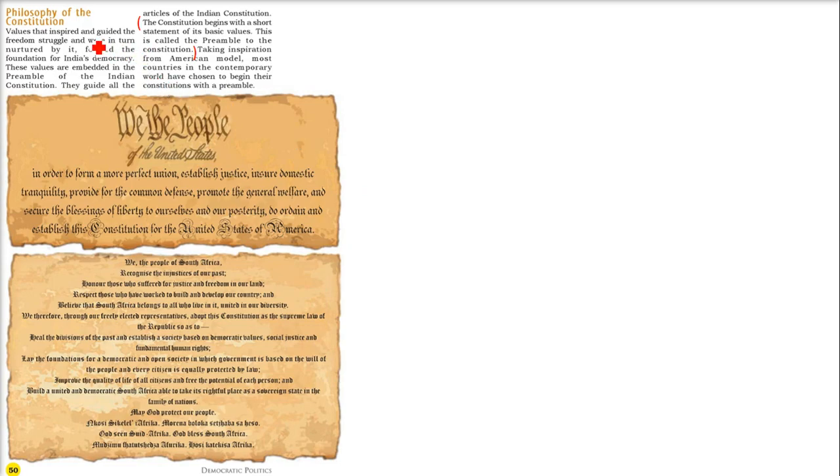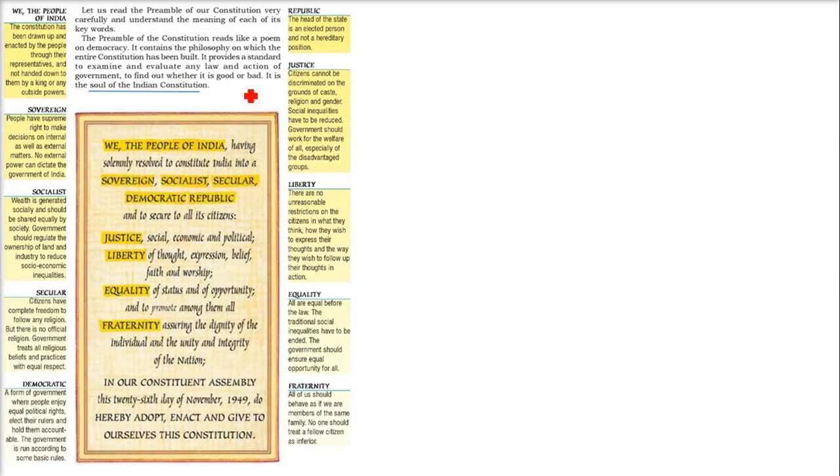So then the philosophy of the Constitution, which is actually the preamble. The Constitution begins with a very short statement, as I just suggested, of the basic values that the Constitution of India contains. And this is known as the preamble of the Constitution. So this is the preamble of the Constitution. As I said, the preamble is the gist or summary of the Indian Constitution. So here are certain words being highlighted. This preamble is the soul of the Indian Constitution.